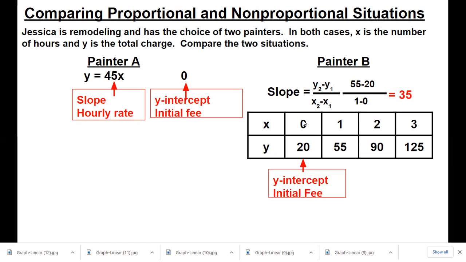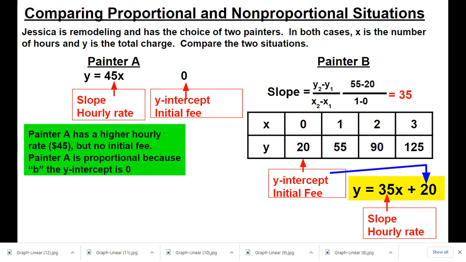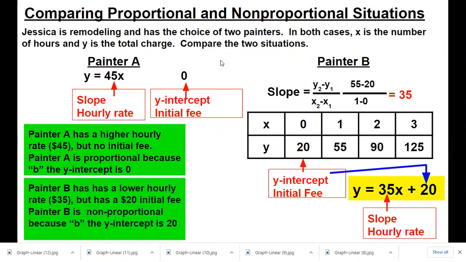And the y-intercept is where x equals 0. So he charges an initial fee of $20. So his equation is y equals 35x plus 20. 35 is his hourly rate. 20 is your y-intercept. Painter A has a higher hourly rate, but no initial fee. Painter A is proportional because b, the y-intercept, is 0. Painter B has a lower hourly rate, only $35, but he or she is charging a $20 initial fee. Painter B is non-proportional because b, the y-intercept, is 20.